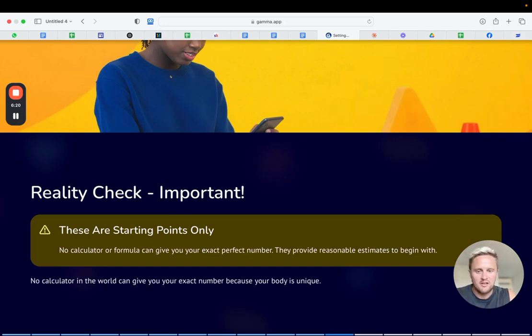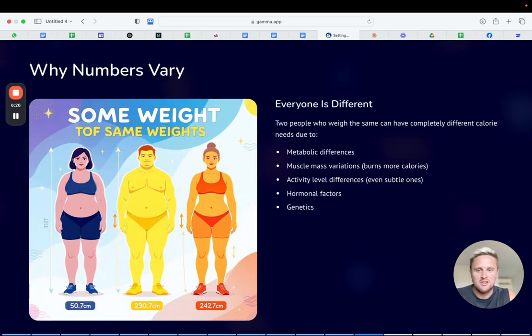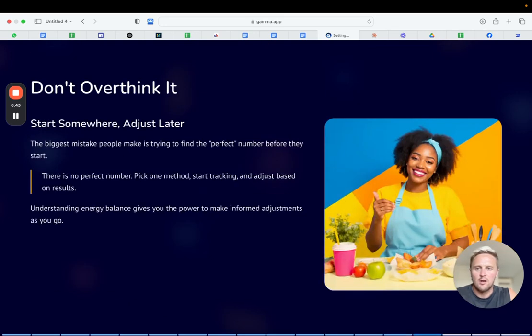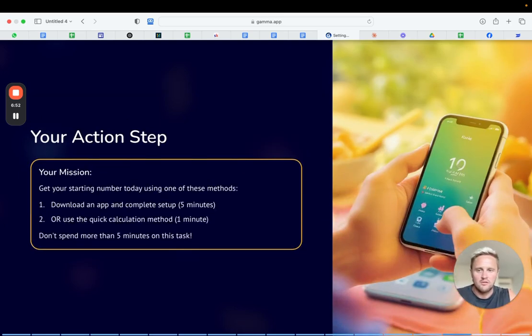Again, just a quick reminder that no calculator or formula is going to spit out the exact perfect number. It is about just testing and learning, and please remember that everyone is different. You've got metabolic differences, muscle mass variations, hormonal factors, genetics, you might be menopausal, there's so many different factors there. So select a calorie total that is actually going to be achievable for you from day number one. Again, as I've mentioned, don't overthink it. There's no perfect number. Pick one method, start tracking and adjust based on your results.